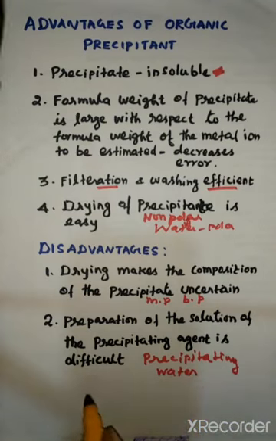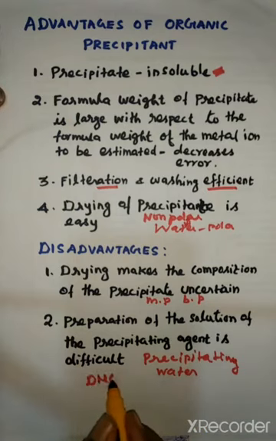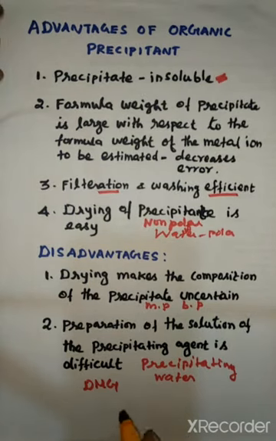For example, if we use DMG, dimethyl glyoxime, as we already saw, this DMG solution has to be prepared cool, as it is insoluble in water. We have to cool when we are preparing the DMG solution in water.